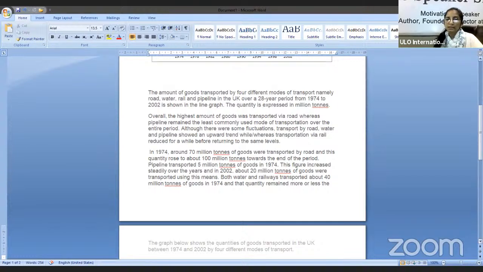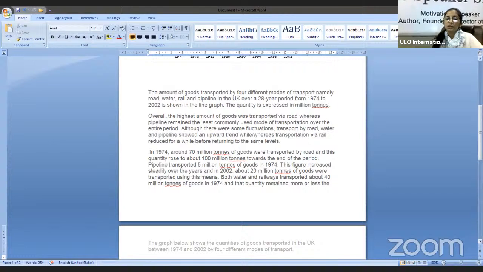Overall, the highest amount of goods was transported by road, whereas pipeline remained the least commonly used mode of transportation over the entire period. Although there were some fluctuations, transport by road, water, and pipeline showed an upward trend, whereas transportation via rail reduced for a while before returning to the same level. In 1974, around 70 million tons of goods were transported by road, and this quantity rose to 100 million tons toward the end of the period.